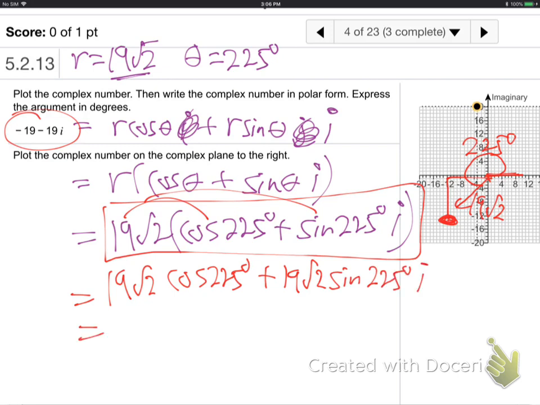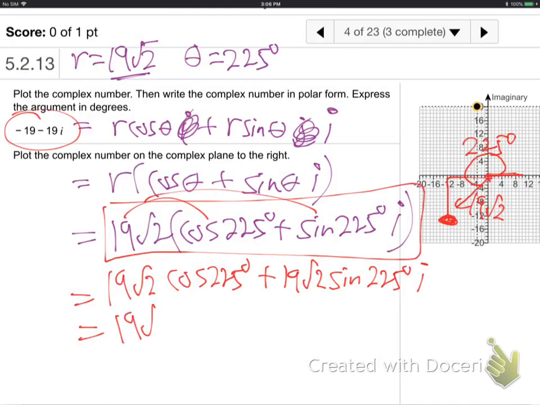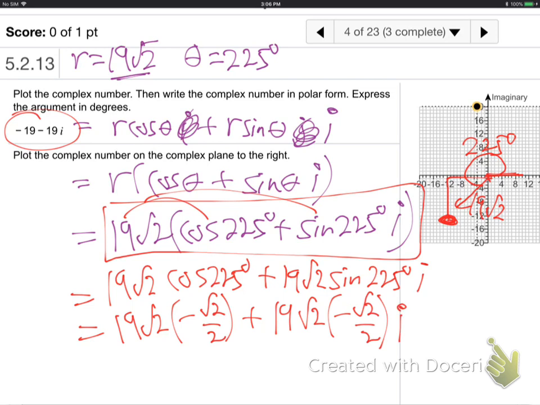Let's go to the unit circle real quick. We can find 225. We don't need our calculator. That's one of our angles right on the unit circle. Where did my unit circle go? There it is. Here's 225. Cosine and sine of 225 are both negative root 2 over 2. So this is 19 root 2 times negative root 2 over 2 plus 19 root 2 times also negative root 2 over 2. Does everybody see that?